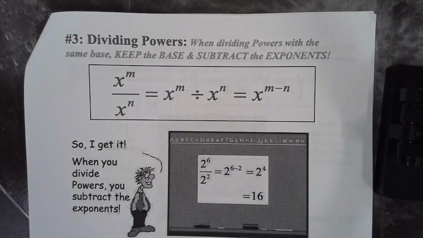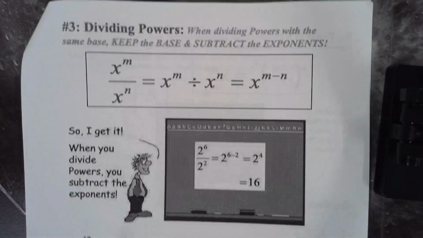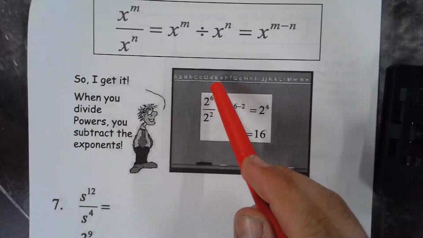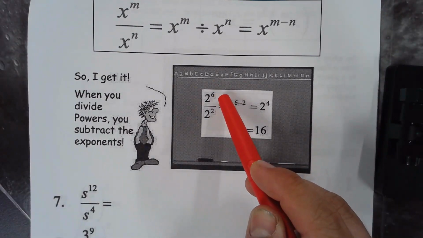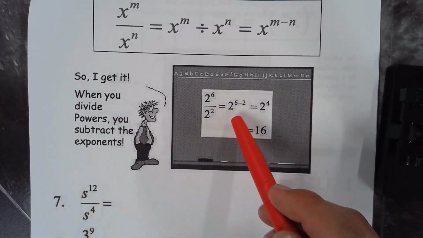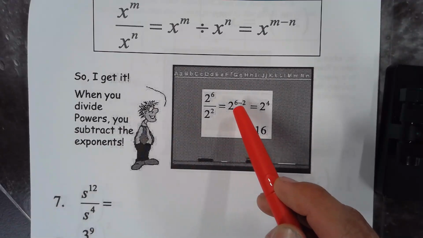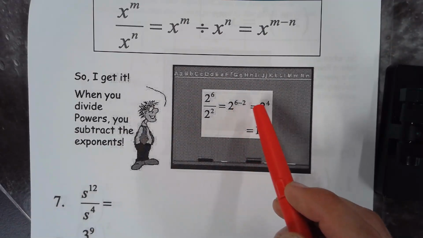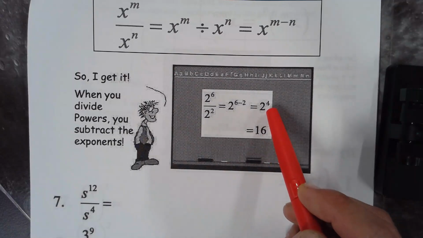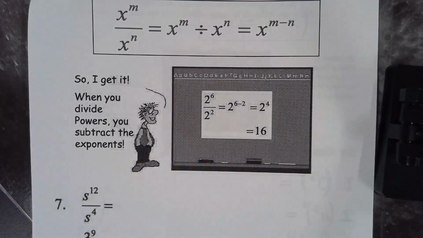So I'm going to write these out a little bit differently so they make a little more sense. But let's just look at the first example here. Here we have 2 to the 6th power divided by 2 to the 2nd power. And look what they did. They said 2 to the 6th minus 2 is 2 to the 4th power. And let me show you why this works.